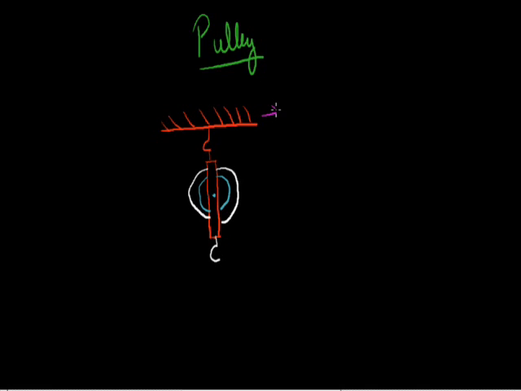So this red colored line represents the support. This blue colored circle represents the flat disc. This white colored circle represents the groove, and this lower white portion represents the fixed pulley.